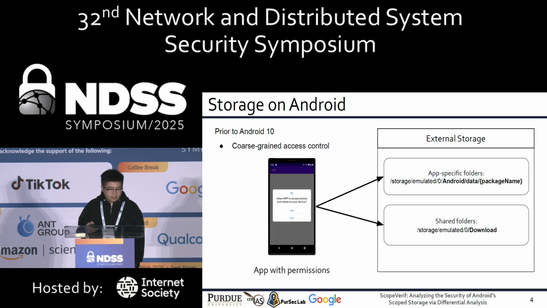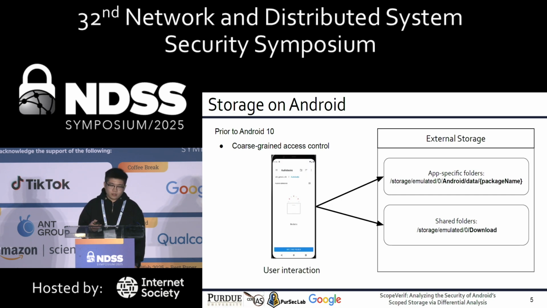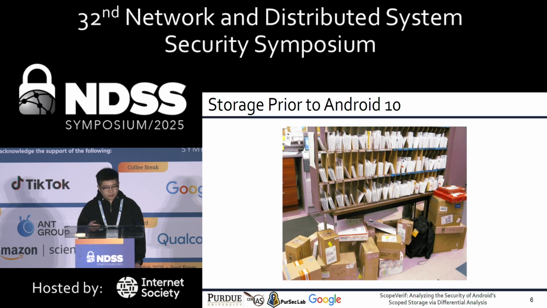Prior to Android 10, the file access control permission design is pretty coarse-grained. Once an app has permission granted by the user, it automatically has access to everything on the external storage. Also, if an app requests user interaction and the user approves, the app will also have access to everything on external storage. The best analogy I can think of is a mailroom situation. If you go to a mailroom to pick up your own packages, once you have access to the room, not only can you pick up your own packages, but theoretically, you can pick up other people's packages.